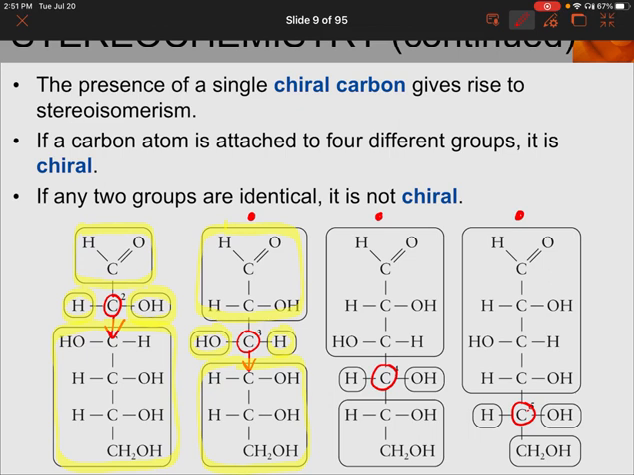Now, you might be wondering about this last carbon at the very bottom. Notice that it is bonded to 2 hydrogens. So if any 2 groups are identical, then that carbon is not chiral. So because the very bottom carbon is bonded to 2 hydrogens, that means it's bonded to 2 of the same thing, so it can't be chiral.